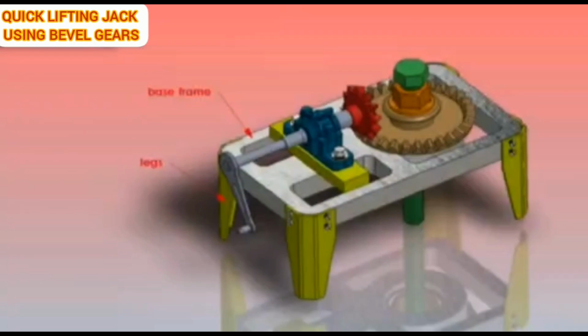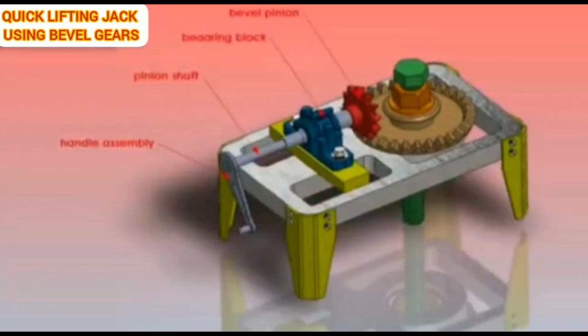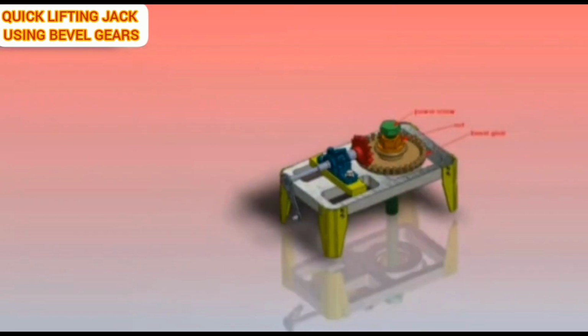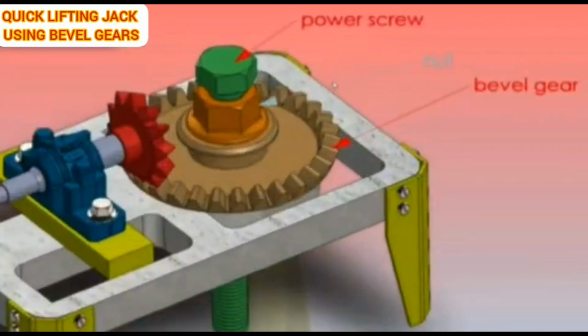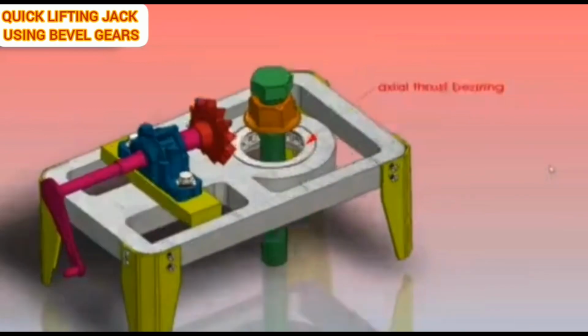The bevel pinion is supported with a pinion shaft and bearing block. The handle is attached to the pinion shaft. The power screw has Acme threads on it, which is assembled with a nut and bevel gear. The bevel gear and nut are welded together. The bevel gear is push fitted with an axial thrust bearing with the base frame.